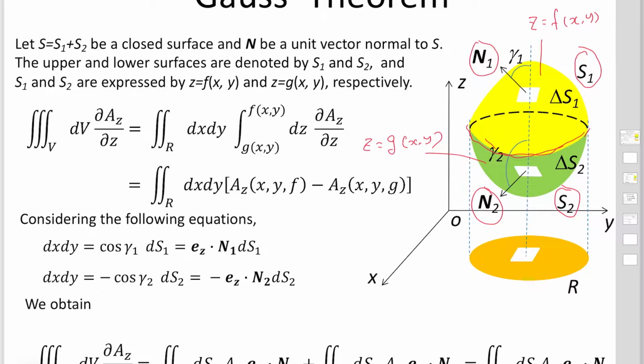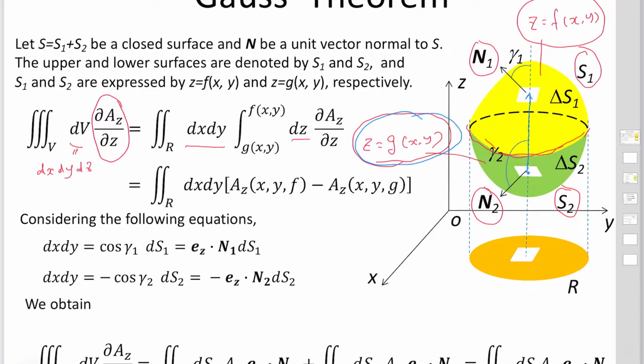We'd like to consider the volume integral of these quantities, the partial derivative of A sub z with respect to z. If you use a Cartesian coordinate, it is expressed as a triple integral dx, dy, dz. So dx dy is kept, and we integrate over dz. The lower limit is z equal g(x,y), and the upper limit is f(x,y), because we integrate from this point to this point. Then we can perform this integral. You can just substitute the upper limit f and the lower limit g.